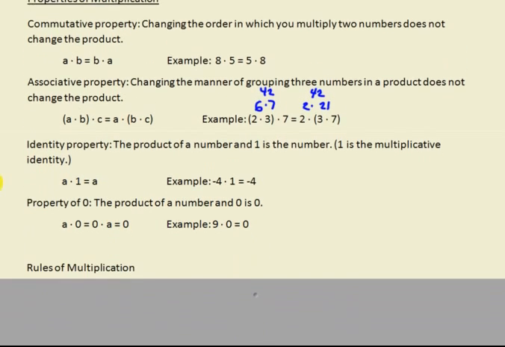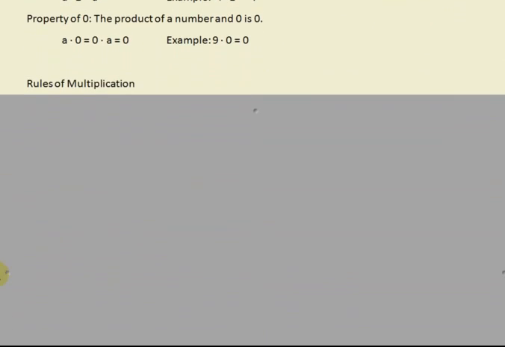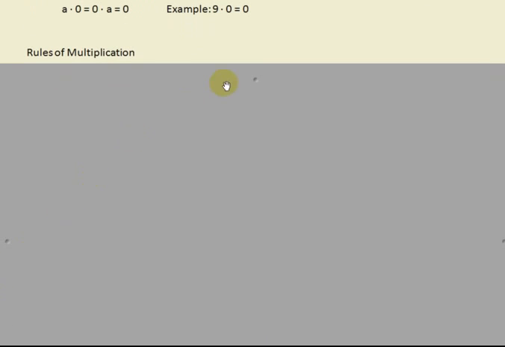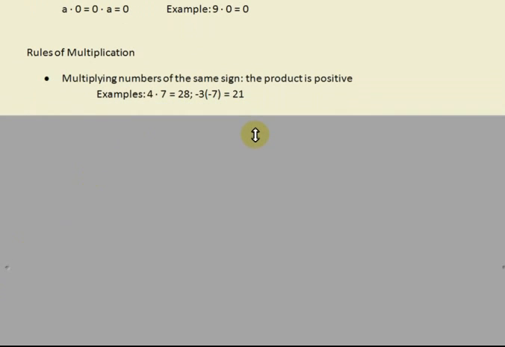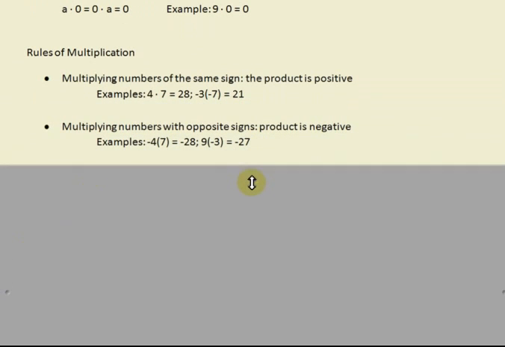Here we have a couple of rules of multiplication. Really, when we're talking about real numbers, again, we're focusing on positives and negatives. We really only have two rules to remember here. So first of all, multiplying numbers of the same sign will give us a positive product. Please keep straight, this is for multiplying. This does not apply to adding or subtracting. Okay, so for multiplying numbers of the same sign, product is positive.